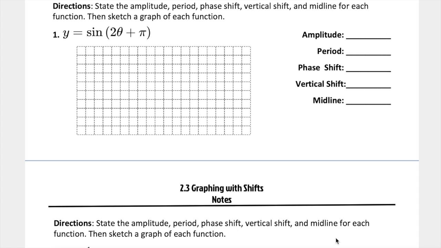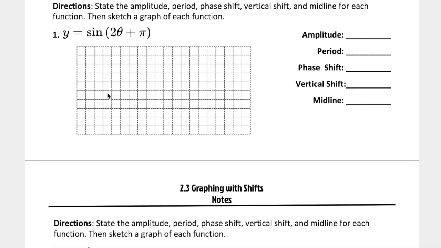For example number 1, we're given the equation y equals sine of the quantity 2 theta plus pi. Currently, we need to rewrite this equation so that we're able to find our period as well as our phase shift. Since the 2 is on the inside of our parentheses, the 2 has been distributed to our phase shift as well as our angle, so we can't get our phase shift from looking at what we're seeing here.